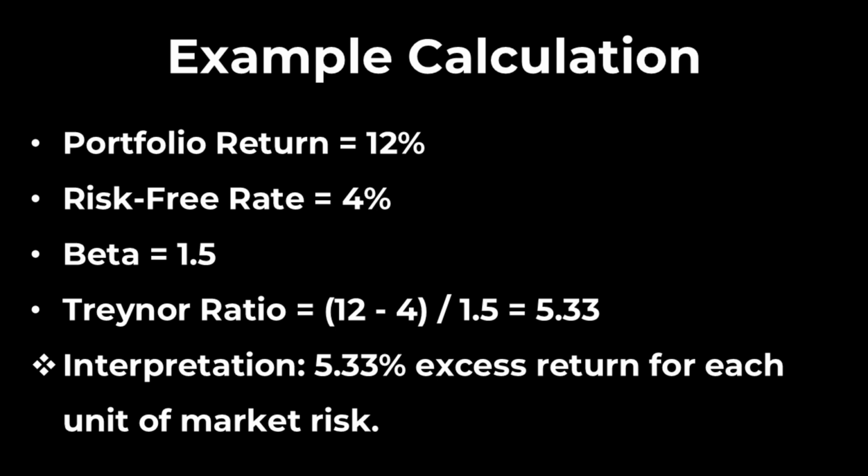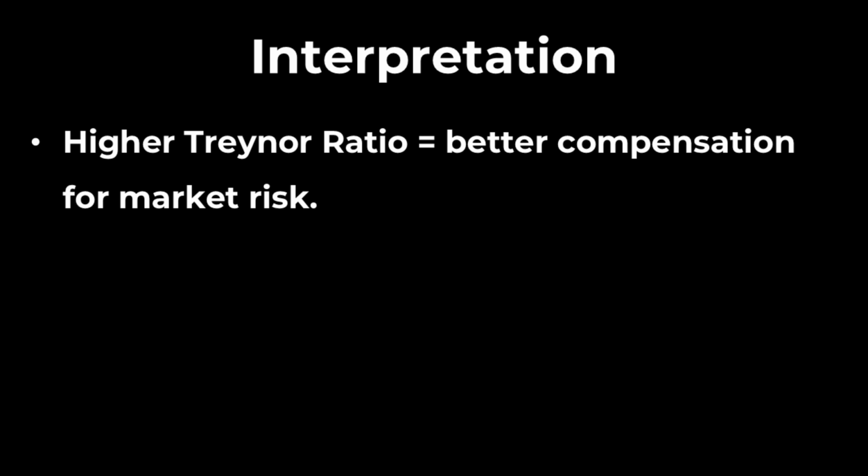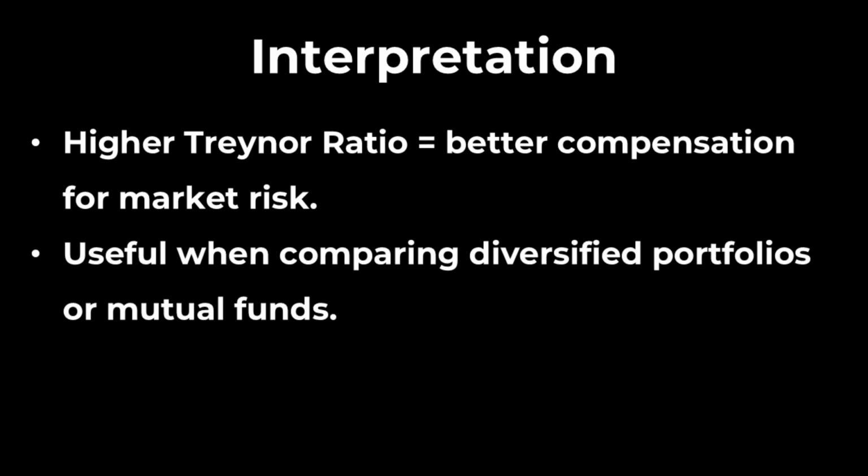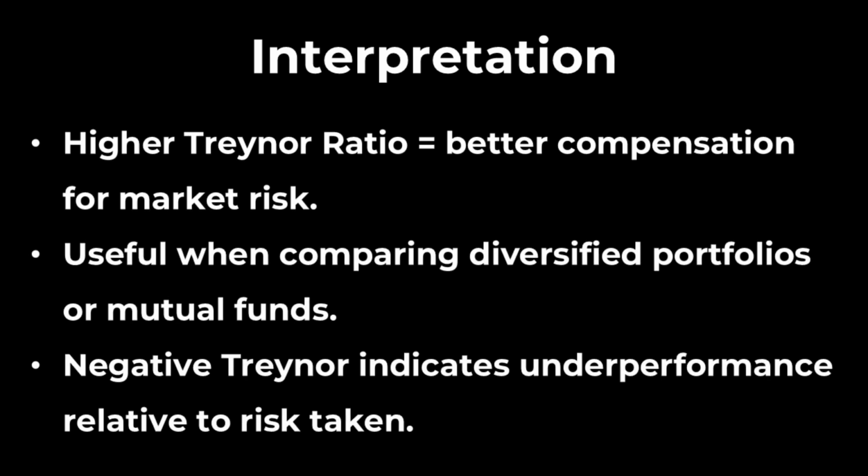The higher the Treynor Ratio, the better your risk-adjusted performance. So, how do you read it? Higher Treynor Ratios mean the fund manager is doing a good job of generating returns for each unit of market risk. If it's low or negative, it means the returns didn't justify the exposure. When comparing mutual funds, the one with a higher Treynor Ratio is typically managing market risk more efficiently.